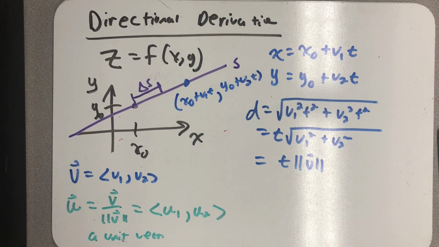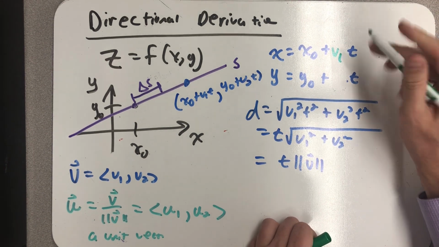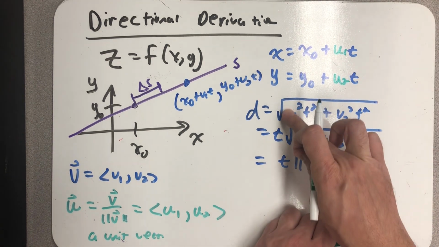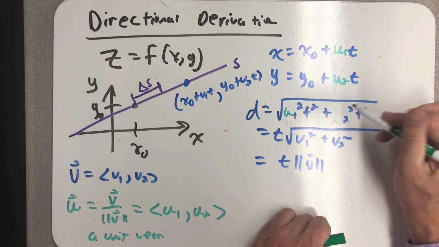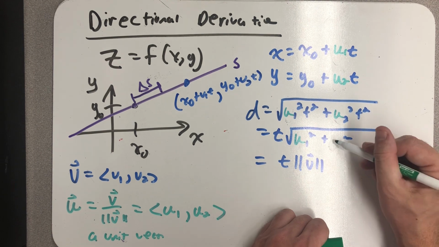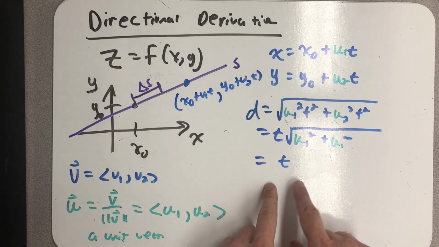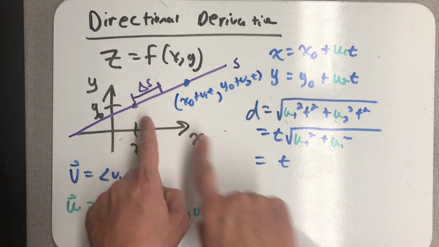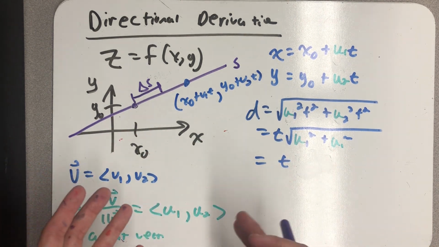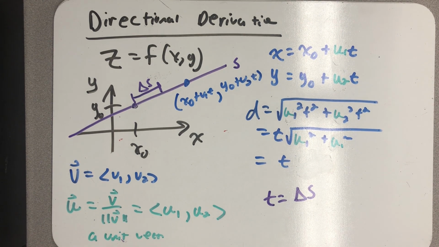Let's reparameterize our line. Instead of v1 and v2, I'd use u1 and u2. My distance calculation now has those u's in it. And instead of having a magnitude of v, I have a magnitude of u, which is 1. And so now I know the distance I travel for every value I plug in for t is just t. That's the amount. So if I want to change by the value delta s, I just need to let t equal delta s.